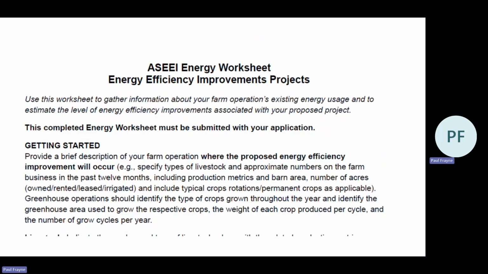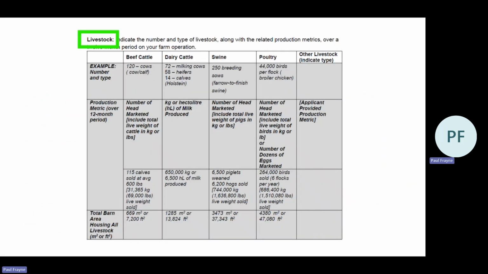The energy worksheet is divided into a Getting Started section, which includes background information about your farm. After the Getting Started section, there are 5 key steps. The Getting Started section indicates the number and type of livestock along with the related production metrics over a 12-month period on your farm operation.